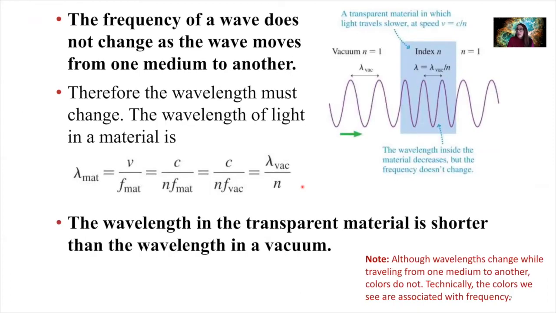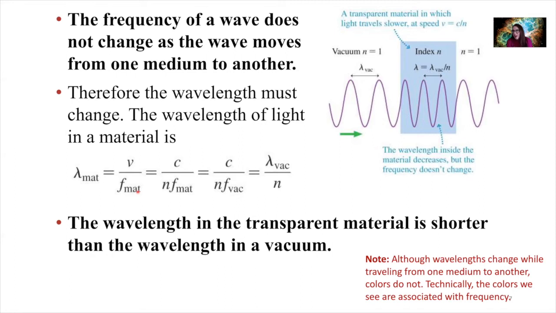When a wave enters into a new medium, its speed will change. Its wavelength will change, but its frequency never changes. So the frequency of a wave never changes whether we're in a vacuum or in another material. The wavelength of light inside the new material is going to be equal to the speed of the wave in the material divided by the frequency. That's taking our speed of a wave equals wavelength times frequency and rearranging it.